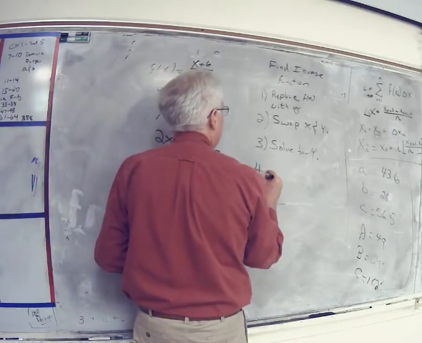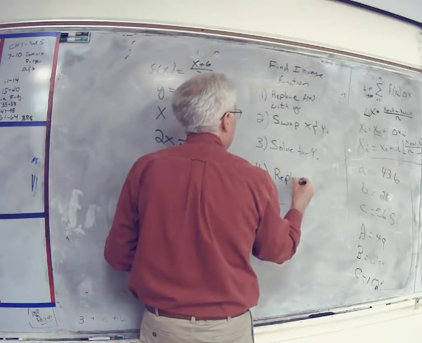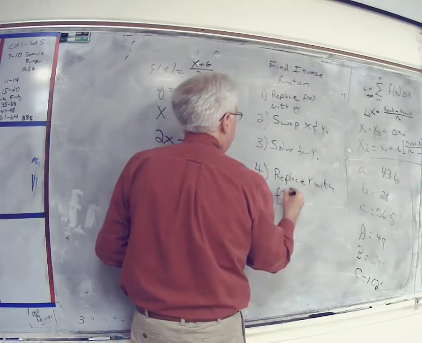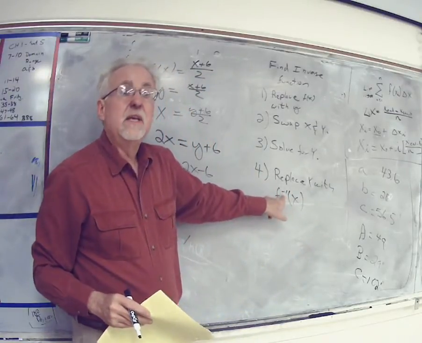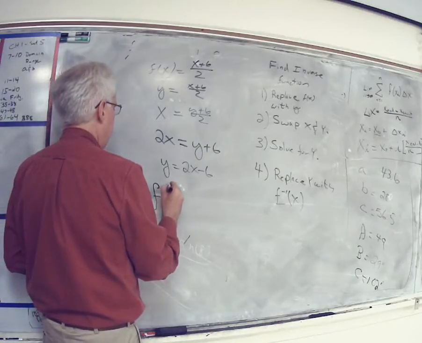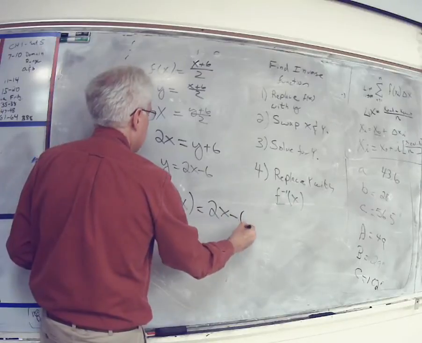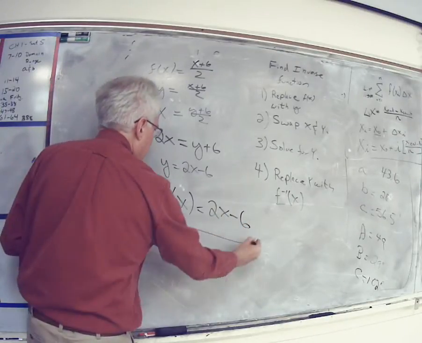And then the fourth thing is you want to replace y with f inverse of x. So we found the inverse, let's call it the inverse. This is now saying f inverse of x is equal to 2x minus 6. We are done.